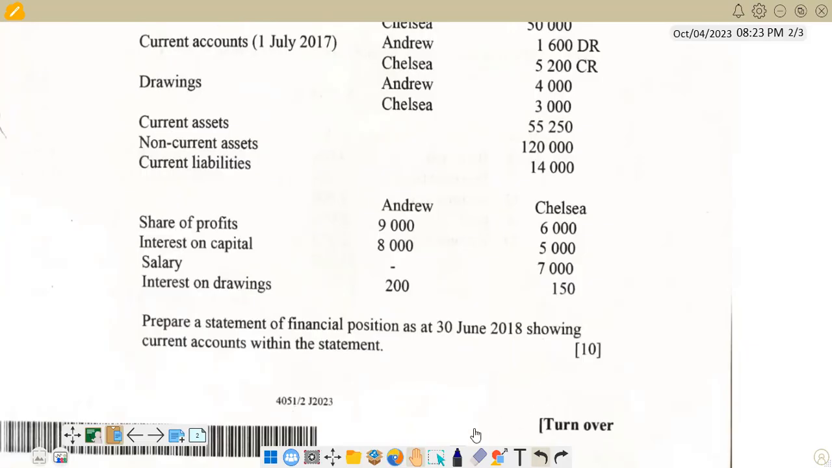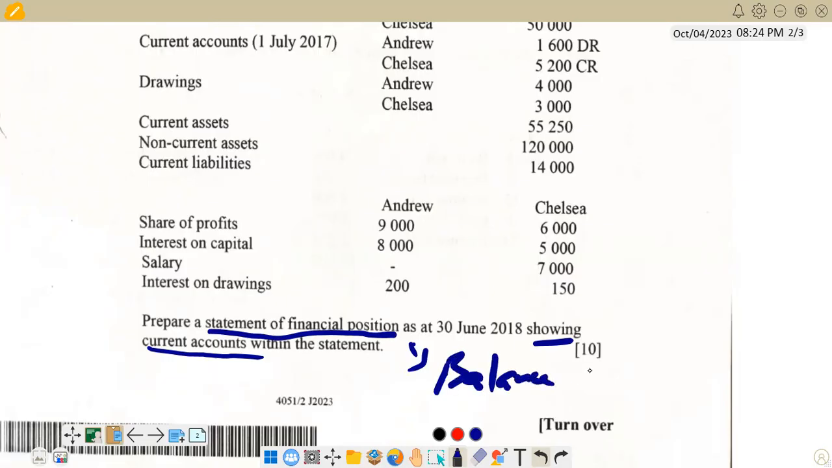So what is key there is that let's take note of the instruction that is there, that we should show current accounts within the statement. That is very important. No need to put the balance only. You need to put the current account there and show it in that statement of financial position. And we know another name for the statement of financial position is the balance sheet. It's very important to take note of that, right?